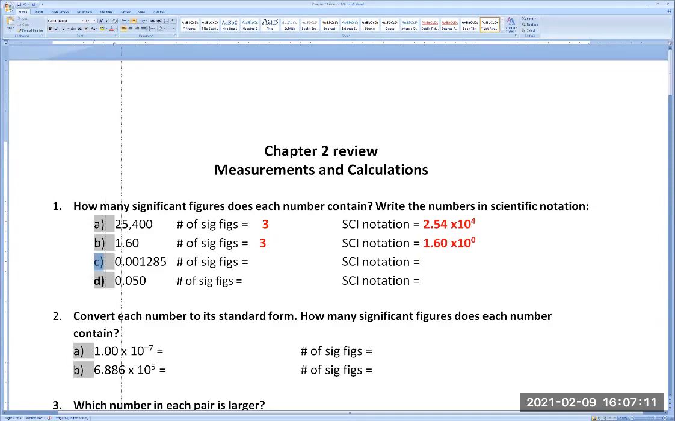1C now. Sorry. So 0.001285. So this time the zeros are to the left of the number. And even though we see the decimal point, these zeros are not significant. Be very careful here. They are not significant until you reach a non-zero digit. And here we reach the non-zero digit when we reach the 1. Anything before that is not significant. So there is 4 sig figs there, the 1, the 2, the 8, and the 5.